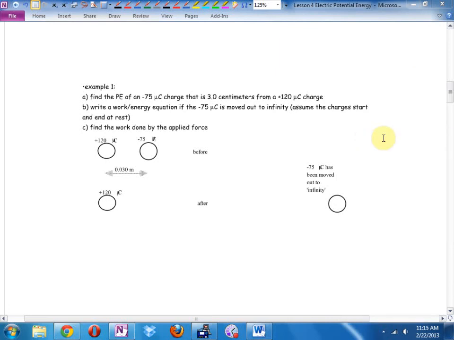Read along with me. It says this: find the potential energy of a negative 75 microcoulomb charge that is 3 centimeters away from a positive 120 microcoulomb charge. B, write a work energy equation if we move it out to infinity, assuming they begin and end at rest. And then C, find the work done by the applied force.